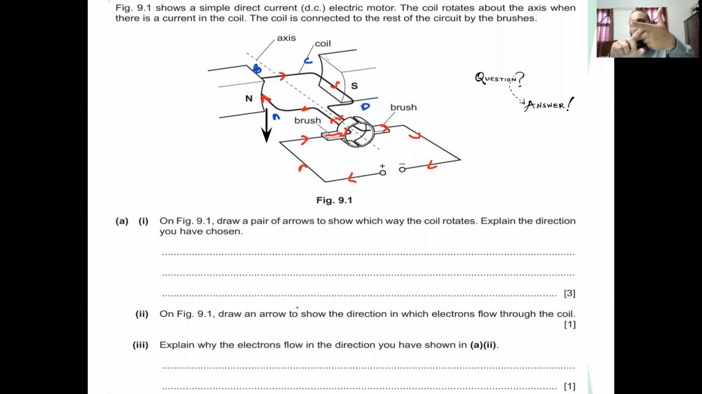The magnetic field is from north to south. The direction of the current is from C to D, which is outward, and my thumb is pointing up as a result, so it will experience the force upward. So on the figure, draw a pair of arrows. We have to draw two arrows, one pointing downward, another one pointing upward.